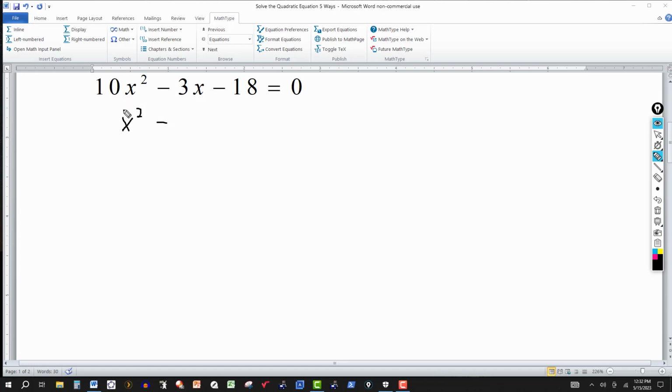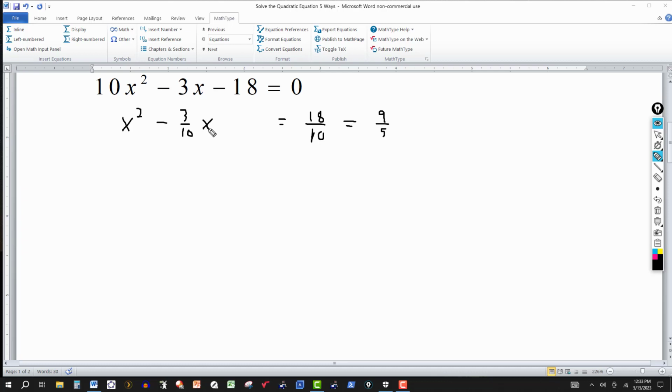So that'll give me a 1 x squared. Over here, this will be a negative 3/10 x. And at the same time, I'm going to take the negative 18 over, make it positive. So this will be 18 over here, divided by 10. And then I'm going to reduce this. Divide by 2. This will be 9 fifths.